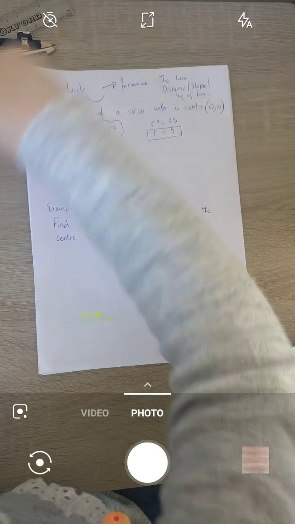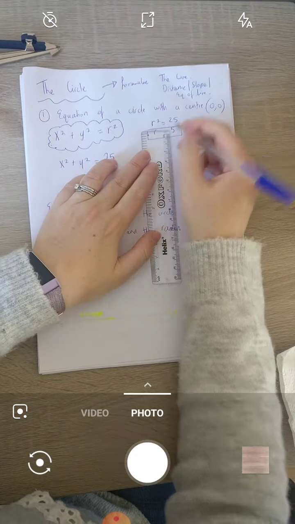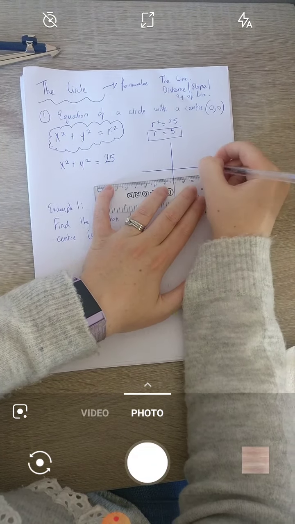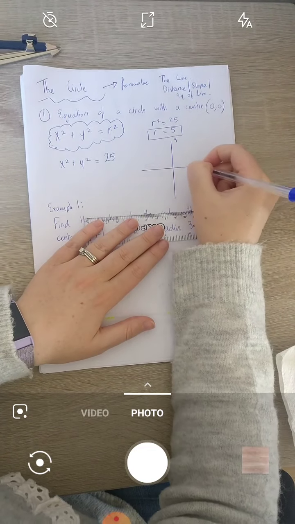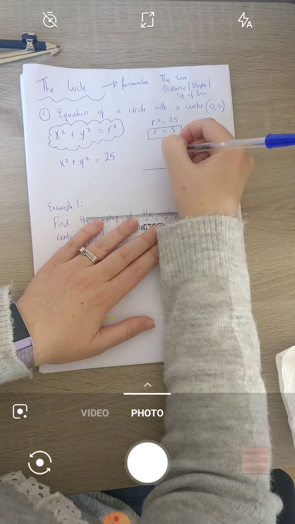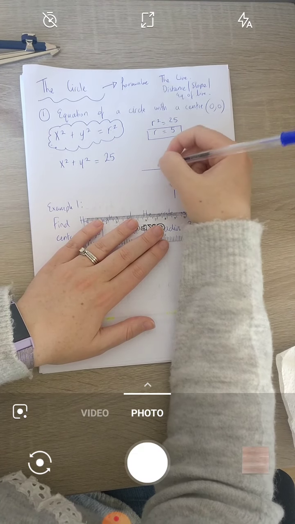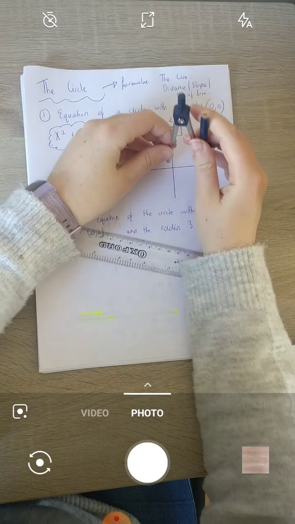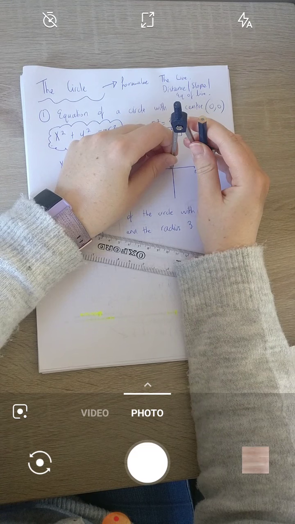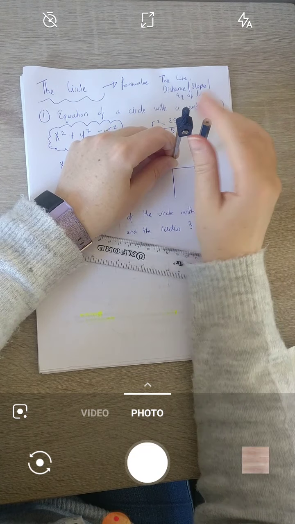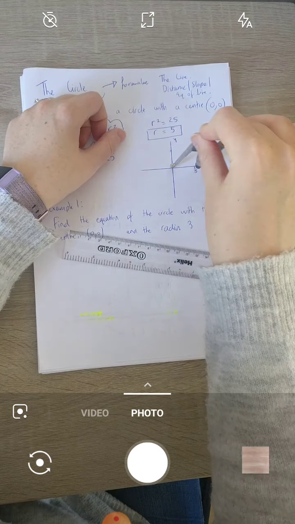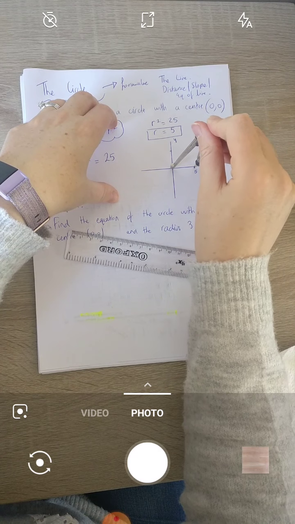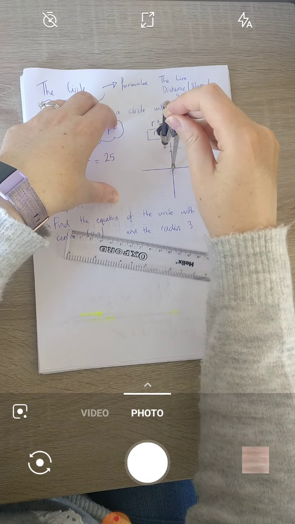If we were to quickly draw that, we would have our x and y axis. If the radius is 5, it means that it's going to hit each axis at 5, 5, minus 5, minus 5. To draw that, you're going to use your compass. The center, remember, for x squared plus y squared equals r squared is always 0, 0. So your compass is going to be at 0, 0, and we're going to put the pencil at 5, 0 and draw our circle.